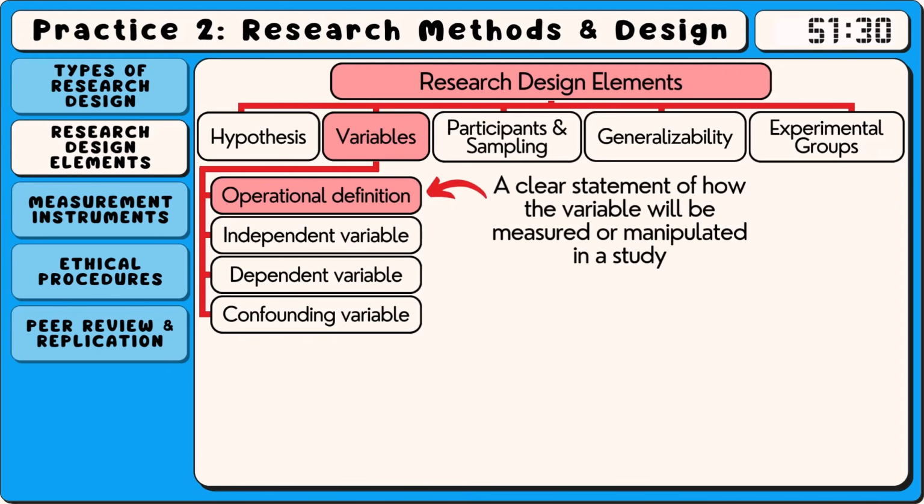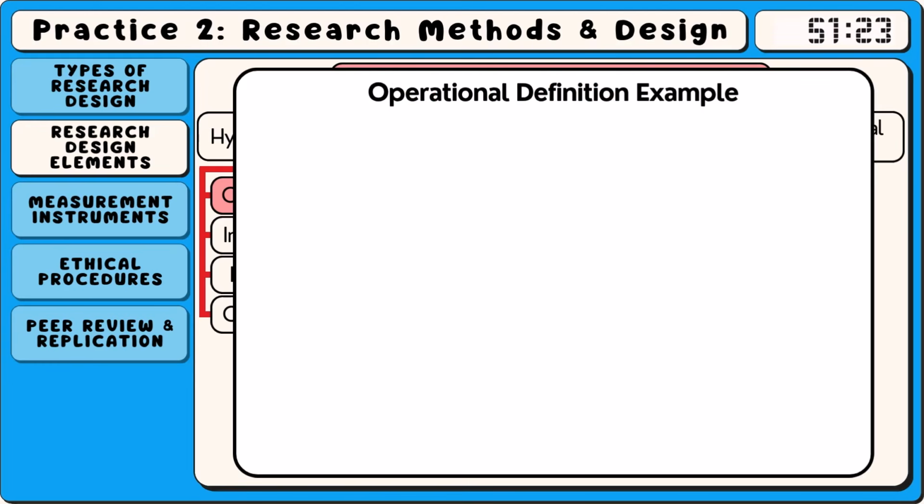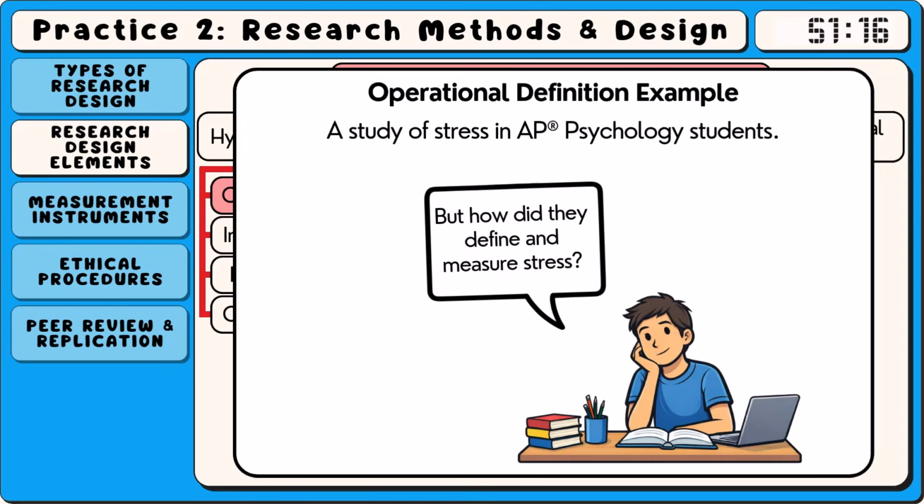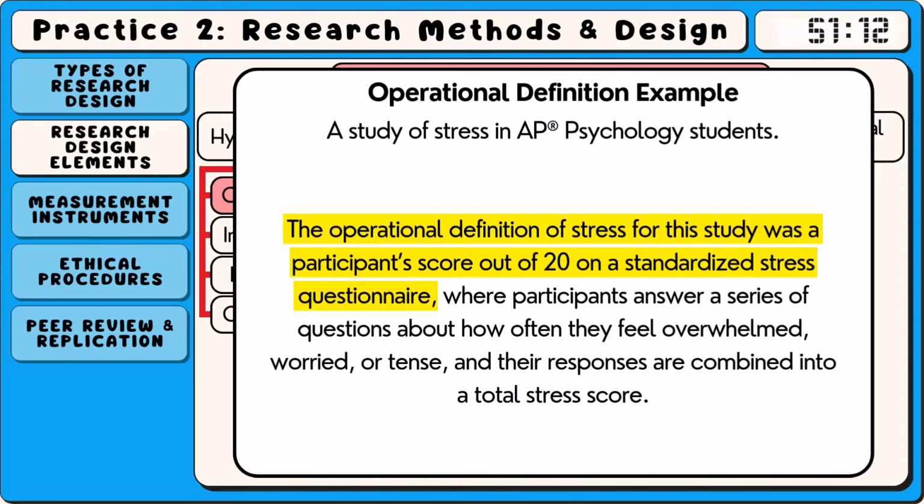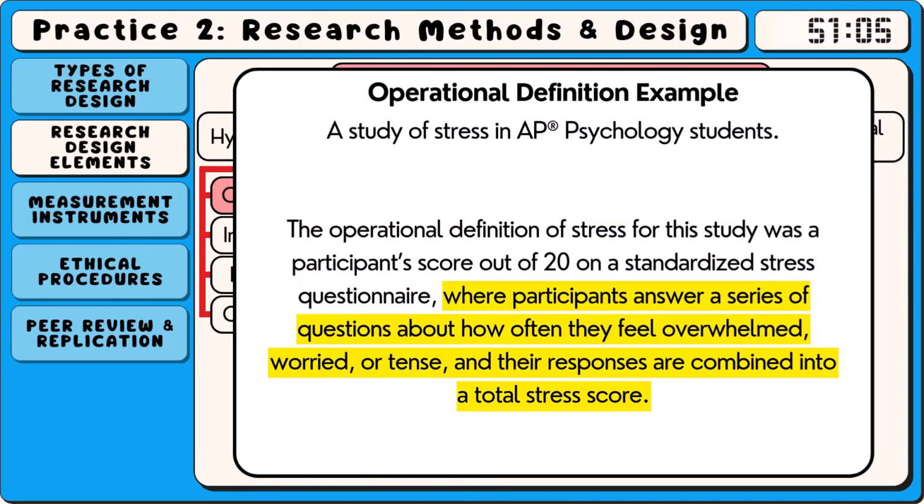An operational definition is a clear statement of how the variable will be measured or manipulated in a study. Let's look at an example of an operational definition. Imagine a researcher is studying stress in AP psychology students. They will need to tell people how they defined and measured stress. So they might say that the operational definition of stress for this study was a participant's score out of 20 on a standardized stress questionnaire, where participants answer a series of questions about how often they feel overwhelmed, worried, or tense, and their responses are combined into a total stress score.